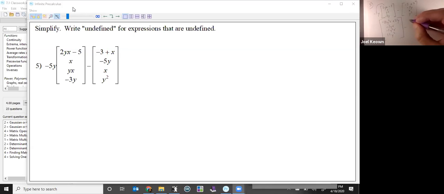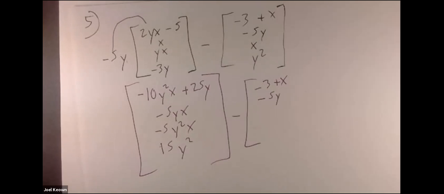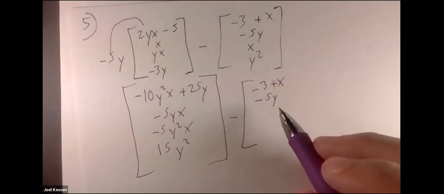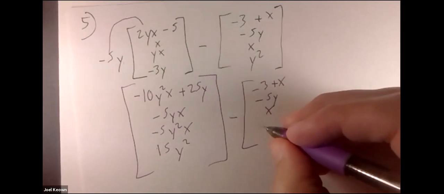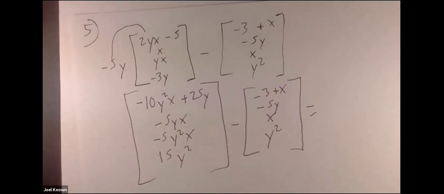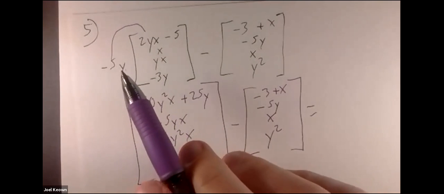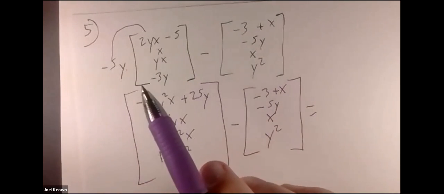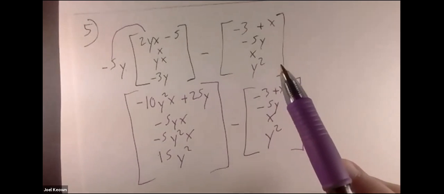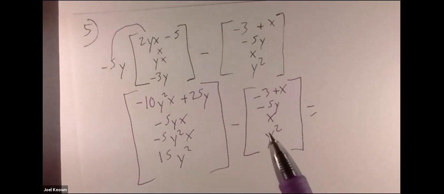Bracket minus -3 plus x, -5y. I'm sorry, I should turn screen share off, that way you can see that a little bigger. -5y, all right, x, and then y squared. There we go. So because I didn't have full screen on, I distributed that to each one of those, and that gives me this right here. Okay, this I just brought down just the way it is, and I'm going to subtract.